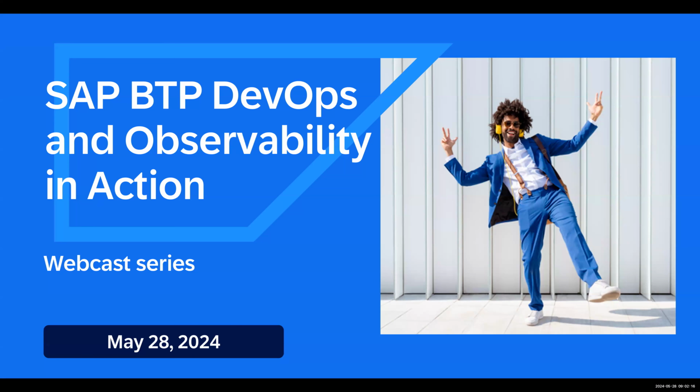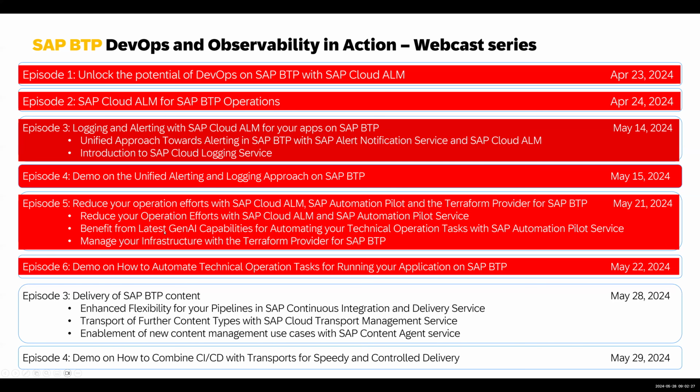Thank you so much for joining us in episode 7 of our 8-episode series, the SAP BTP DevOps and Observability in Action. For those who joined us over the last 6 episodes, we started with episode 1 on a YouTube live stream, Unlock the Potential of DevOps on SAP BTP with SAP Cloud ALM, followed by episode 2, SAP Cloud ALM for SAP BTP Operations. Then the last 4 sessions, we were on a Zoom call.